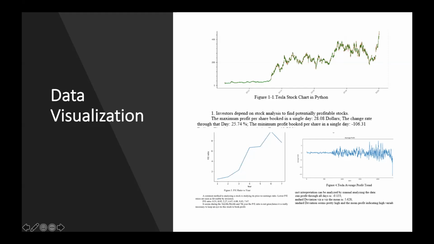And I also focus on some technical indicators, the PE ratio. This is a common method to analyze a stock, and low PE ratios are favorable to investors. I looked at 7 years of PE ratio, and I make the conclusion that it's necessary to keep an eye on this stock to book profit.